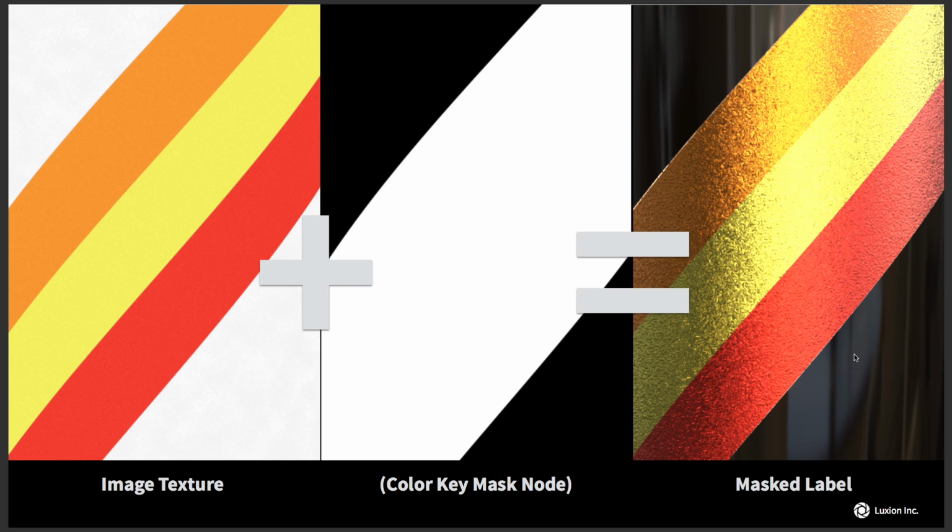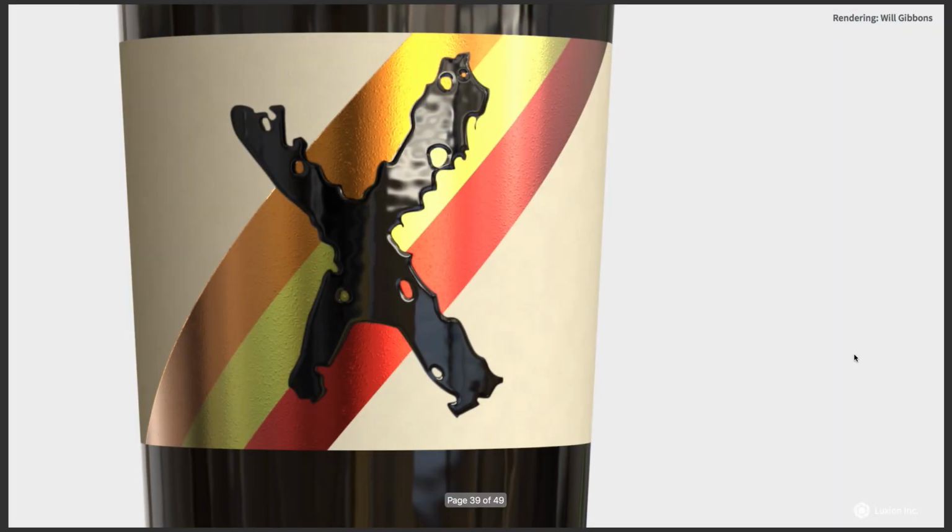So it's a cool way to use a node to edit your textures, again, without having to go into Photoshop and make multiple textures to use in KeyShot. The way this was used all together was that the same image texture was used as a paper label on the bottom, underneath everything, and then there was a foil label on top with the 3 stripes, just with the white area masked out using the color key mask node.